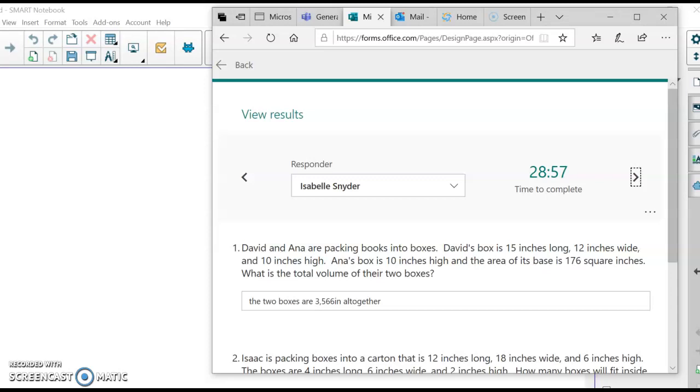It says David and Anna are packing books into boxes. David's box is 15 inches long, 12 inches wide, and 10 inches high. Anna's box is 10 inches high, and the area of the base is 176 square inches. So we want to find the total volume for those two.